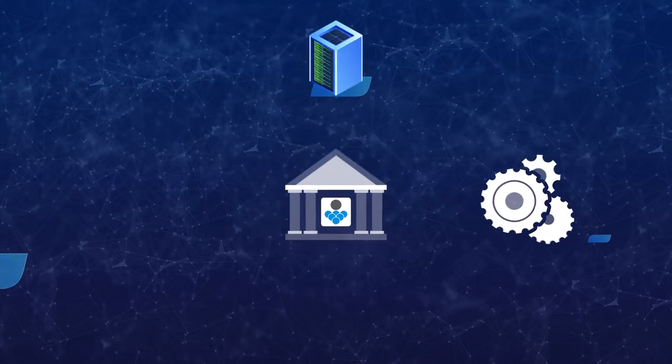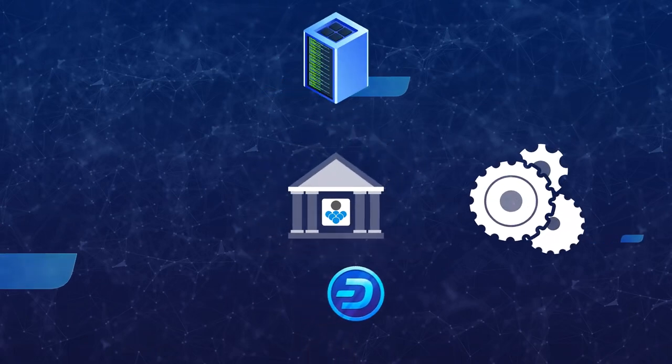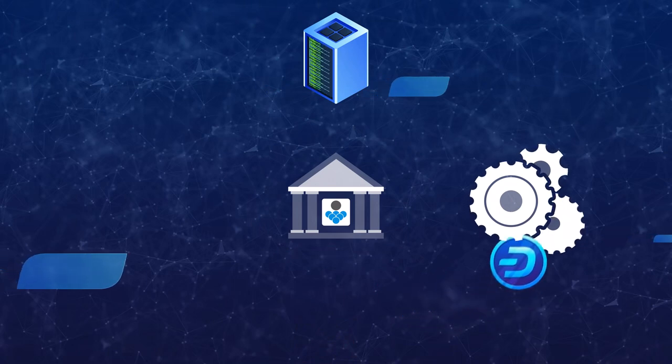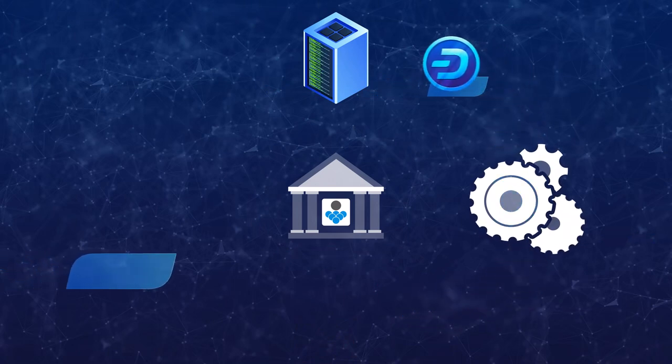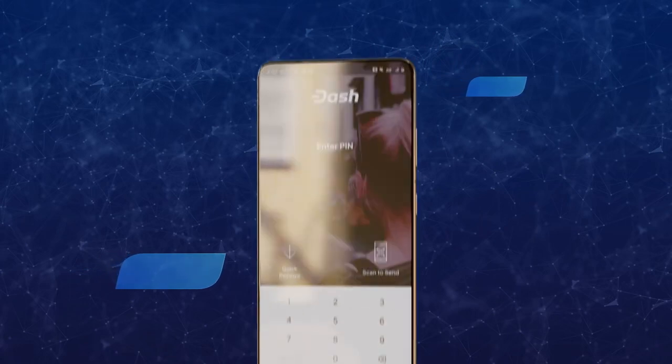When you get at least 100 Dash, you can upgrade to Trustless, which is a more technical process, but lets you keep control over your money. There's a link in the description to a guide on how to do that.